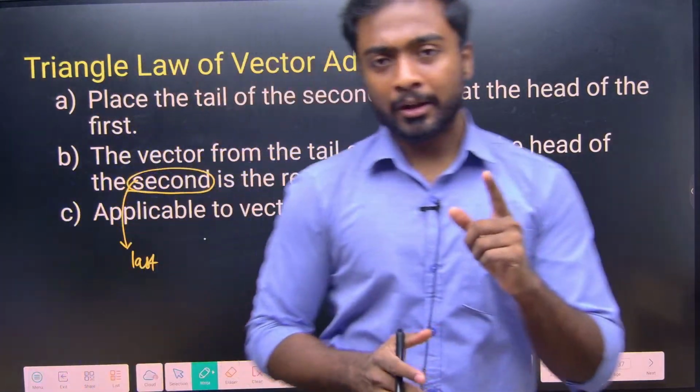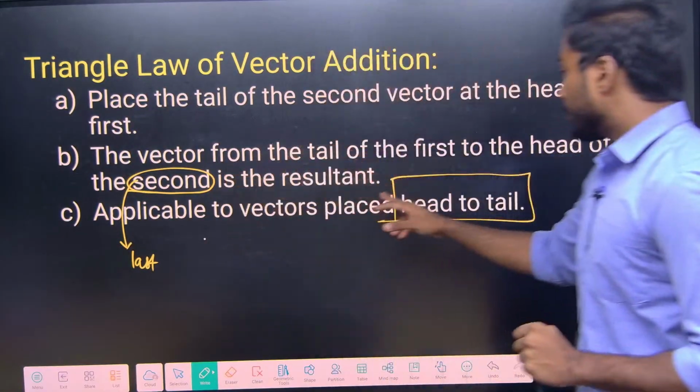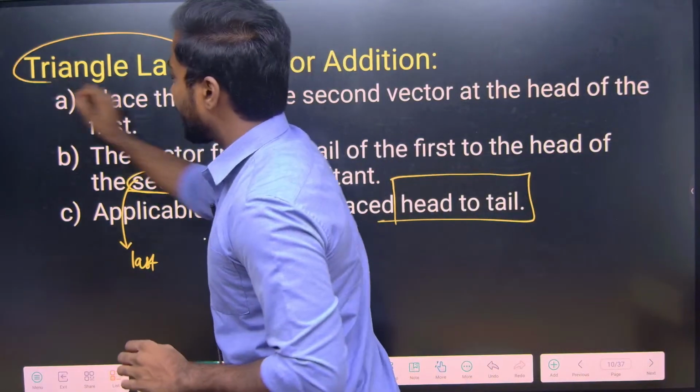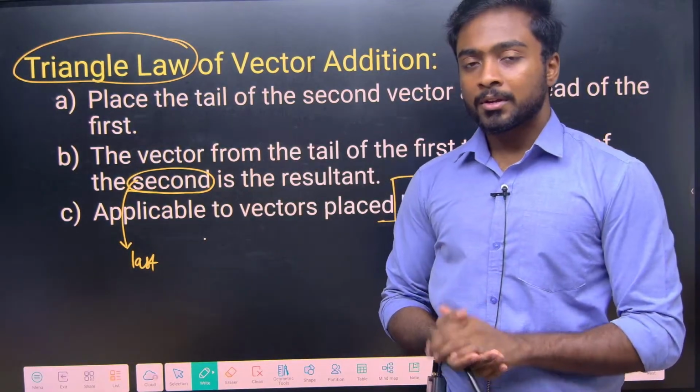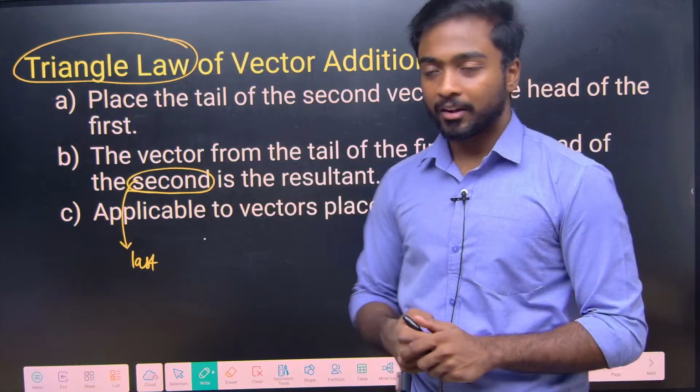Where is the common point used? Only in the parallelogram law. The head to tail condition is used in the triangle law. So triangle law means head to tail, parallelogram law means common point. This is the thing I need to keep in mind when I am doing the problem.